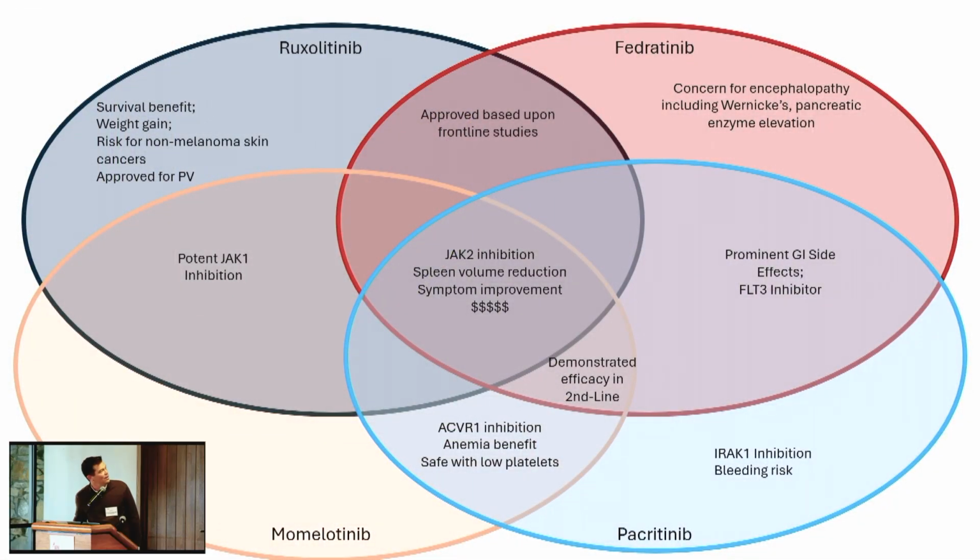So this is an attempt at a very complicated Venn diagram. You can see here some similarities, some differences between these agents. I would say, what do they share? They all inhibit JAK2. They all reduce spleen size. They all improve symptoms to some degree.